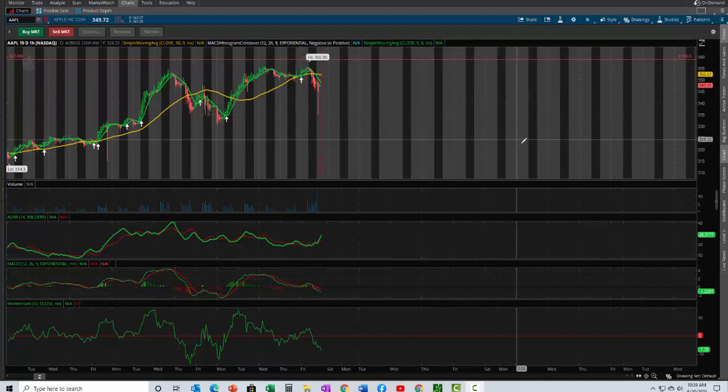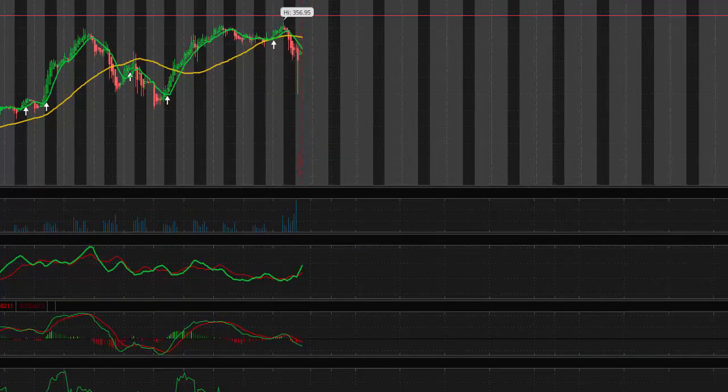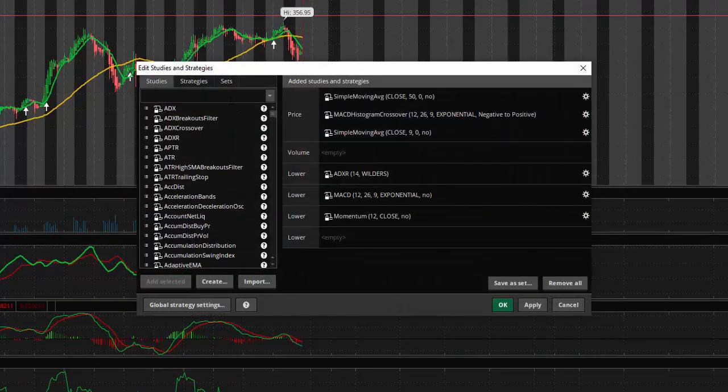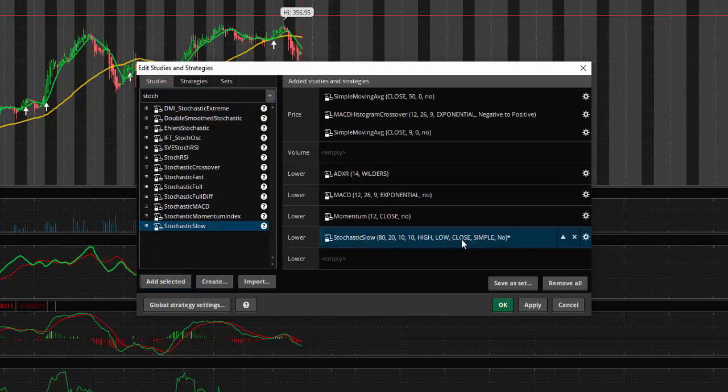So if you're following along with the TD Ameritrade Think or Swim platform, we're going to go into studies, edit studies, and start typing in the box here, stock, and we're going to get the stochastic slow. We're going to add it, and the reason why I did this one last by itself is because we're actually going to change the settings on this one.